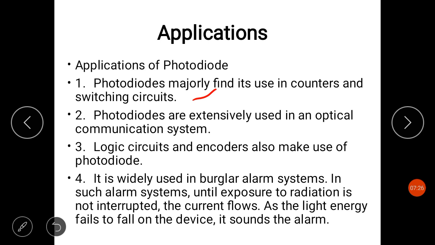In such alarm systems, until the photodiode's exposure to radiation is interrupted, the reverse saturation current will keep on flowing. As the light energy fails to fall on the device, it sounds the alarm. So this is how photodiode is used in burglar alarms also.